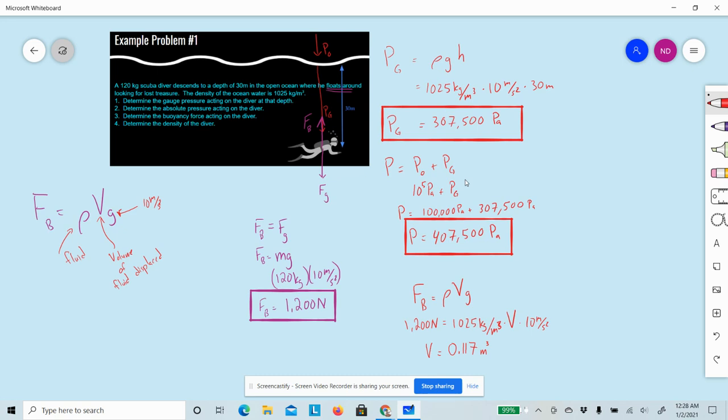Well, we don't know much, but we know enough to figure out the density of the diver. Density equals mass divided by volume. We were told the mass of our man. Density equals mass, 120 kilograms, divided by 0.117 cubic meters. And we get the density of our man to be 1,025 kilograms per meter cubed. Works out pretty nice to be the same density as the surrounding ocean water.